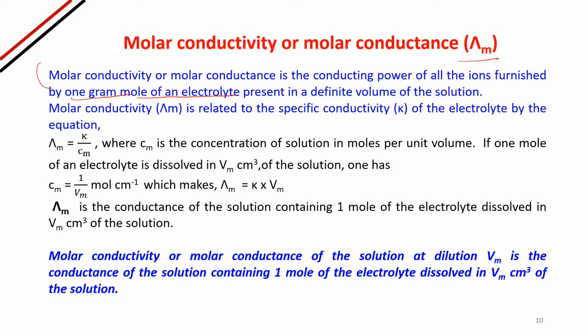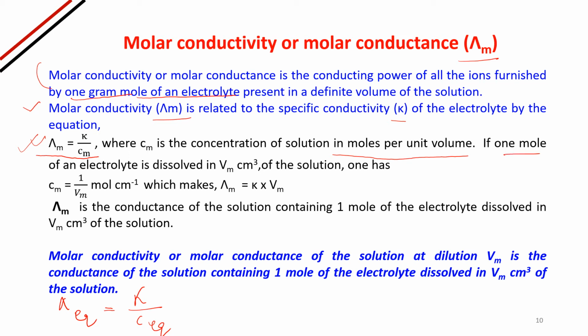Am I clear? So, molar conductivity lambda m is related to the specific conductivity kappa of the electrolyte by the equation lambda m is equal to kappa by Cm, where Cm is the concentration of the solution in moles per unit volume. Just similar to equivalent conductance, lambda equivalence is equal to kappa by C equivalence. We have got it. Just similar to that, you can see here lambda m is equal to kappa by Cm. Okay.